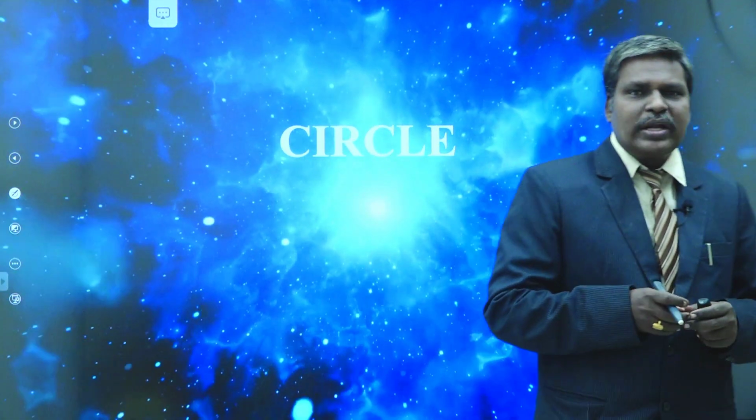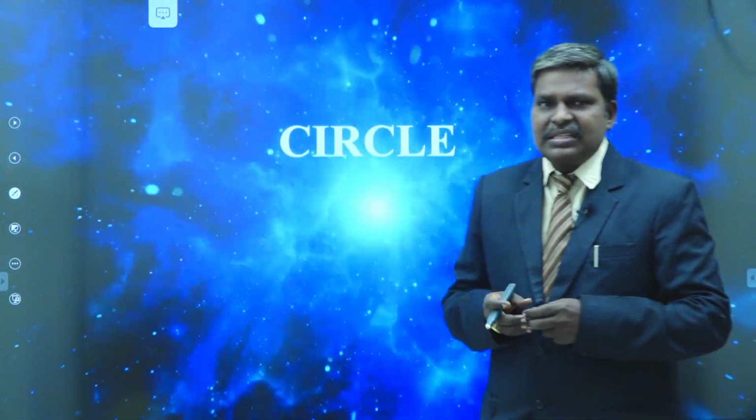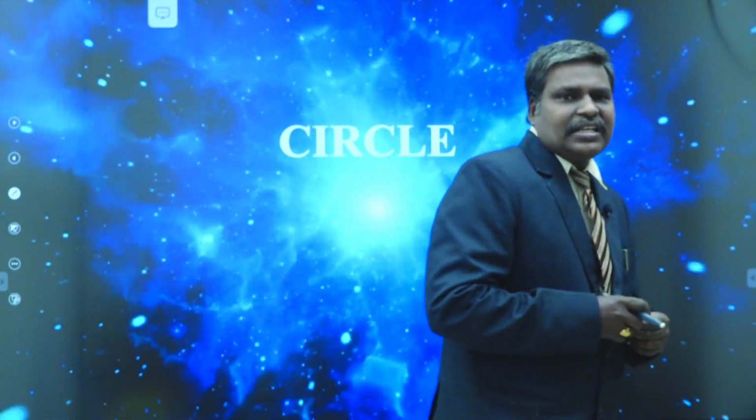If these direct common tangents are parallel, there is no external center of similitude. The external center of similitude does not exist, even though there exist two direct common tangents, in the case they are parallel to the line joining their centers. Now, the external center of similitude divides C1, C2 in the ratio R1 is to R2 externally.